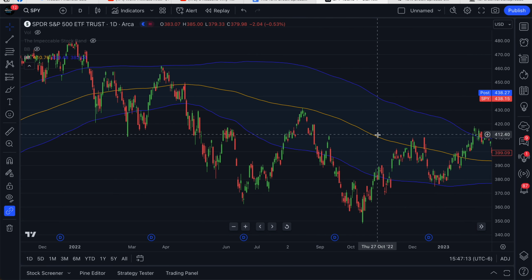These are all trend following approaches. Why do trend following approaches work so well? Because again, you don't want to bet against strength. You don't want to bet against momentum.